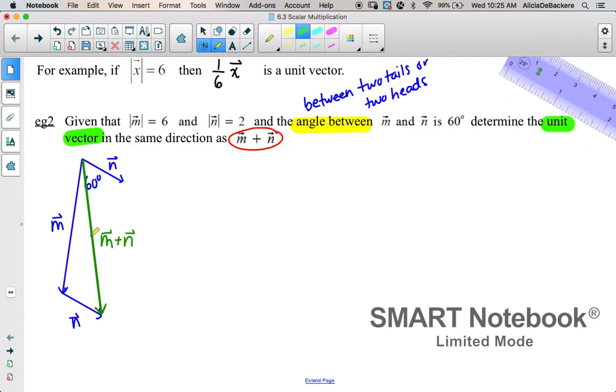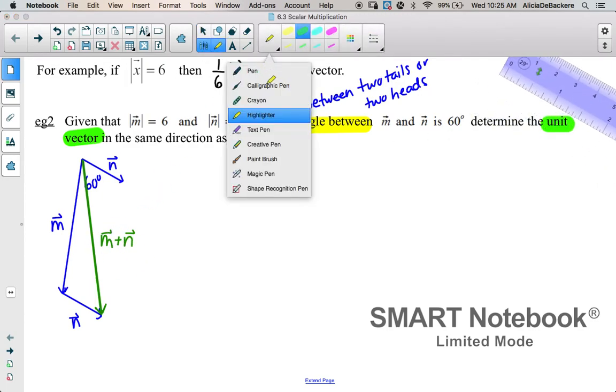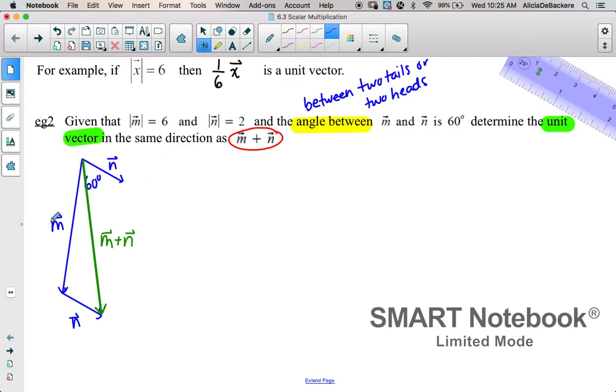So in order to find the magnitude of this, I'm going to use that same cosine law idea that we had the other day. I know that the magnitude of vector m is 6, so the side length here is 6. The side length is 2. I wish I knew this angle in between them, and then I could use the cosine law. But I do know that angle. I know that if it's 60 degrees up here, the C pattern, because the top and the bottom here are parallel, tells me that this is 120 degrees.